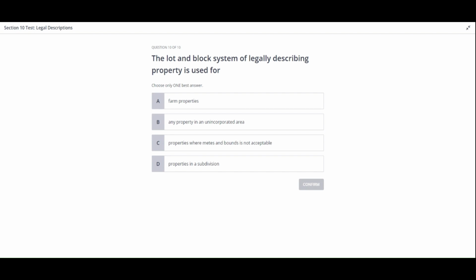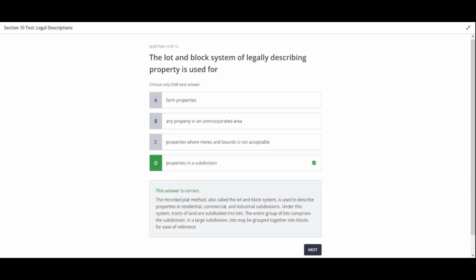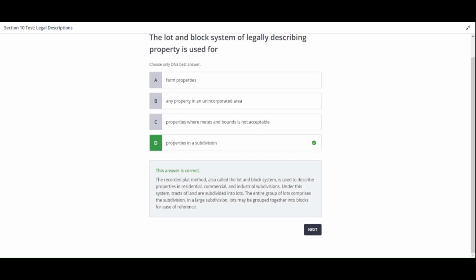Okay, the correct answer for this question is option D, properties in a subdivision. The recorded plat method, also called the lot and block system, is used to describe properties in residential, commercial, and industrial subdivisions. Under this system, tracts of land are subdivided into lots. The entire group of lots comprises the subdivision. In a large subdivision, lots may be grouped together into blocks for ease of reference.